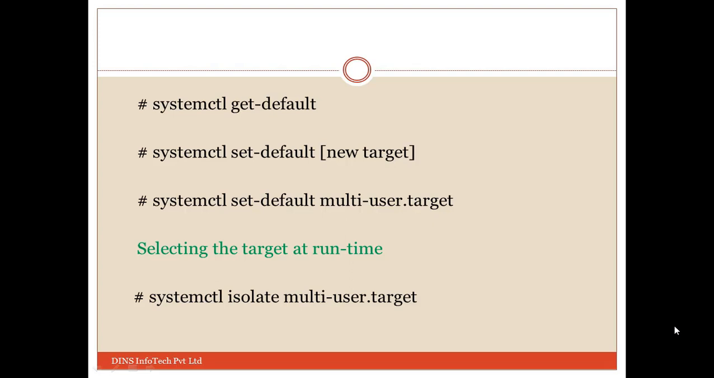So whenever the system boots next time, the system will start with the command line. Multi-user target specifies the command line. If you want to select the target at runtime, the command for selecting the target at runtime is systemctl isolate multi-user.target.